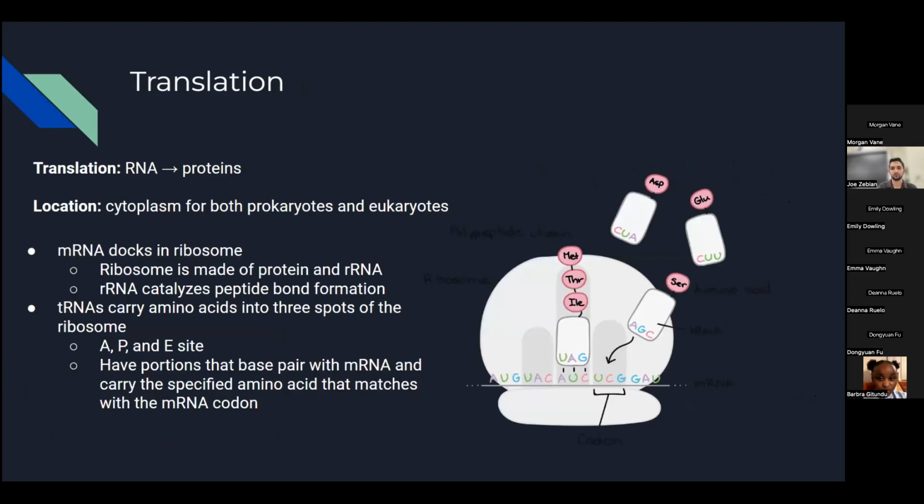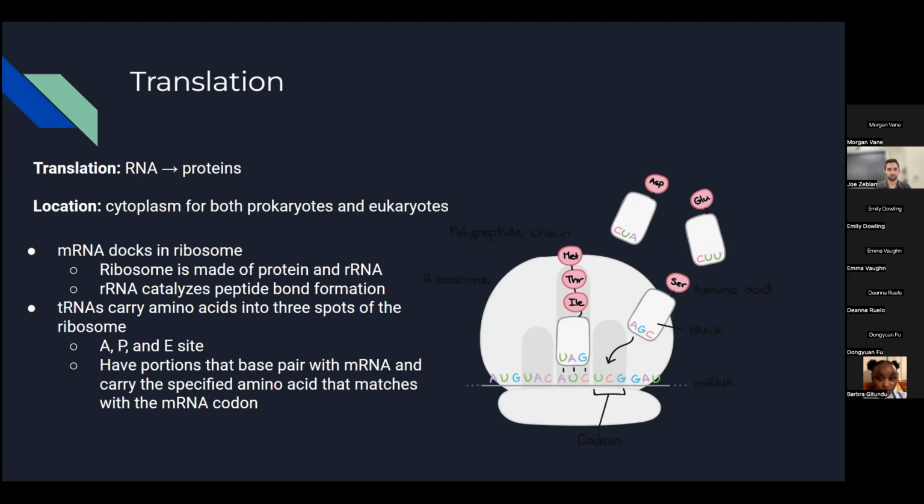Okay, so a little introduction to translation. This is RNA to proteins, RNA to amino acids and proteins. The location is in the cytoplasm for both prokaryotes and eukaryotes. mRNA docks in the ribosome. The ribosome is made of protein and rRNA, ribosomal RNA. And rRNA catalyzes this peptide bond formation, which we will get more into.